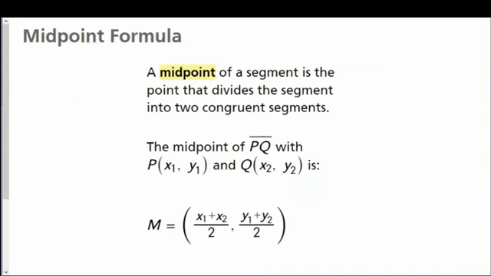Now we have a formula for finding the midpoint of any 2 points on the coordinate plane. A midpoint of a segment is the point that divides the segment into 2 congruent or equal segments. So the midpoint of any line segment PQ with coordinates P (x1, y1) and Q (x2, y2) is the average of the x values and the average of the y values. So add the x values together and divide by 2, and add the y values together and divide by 2.